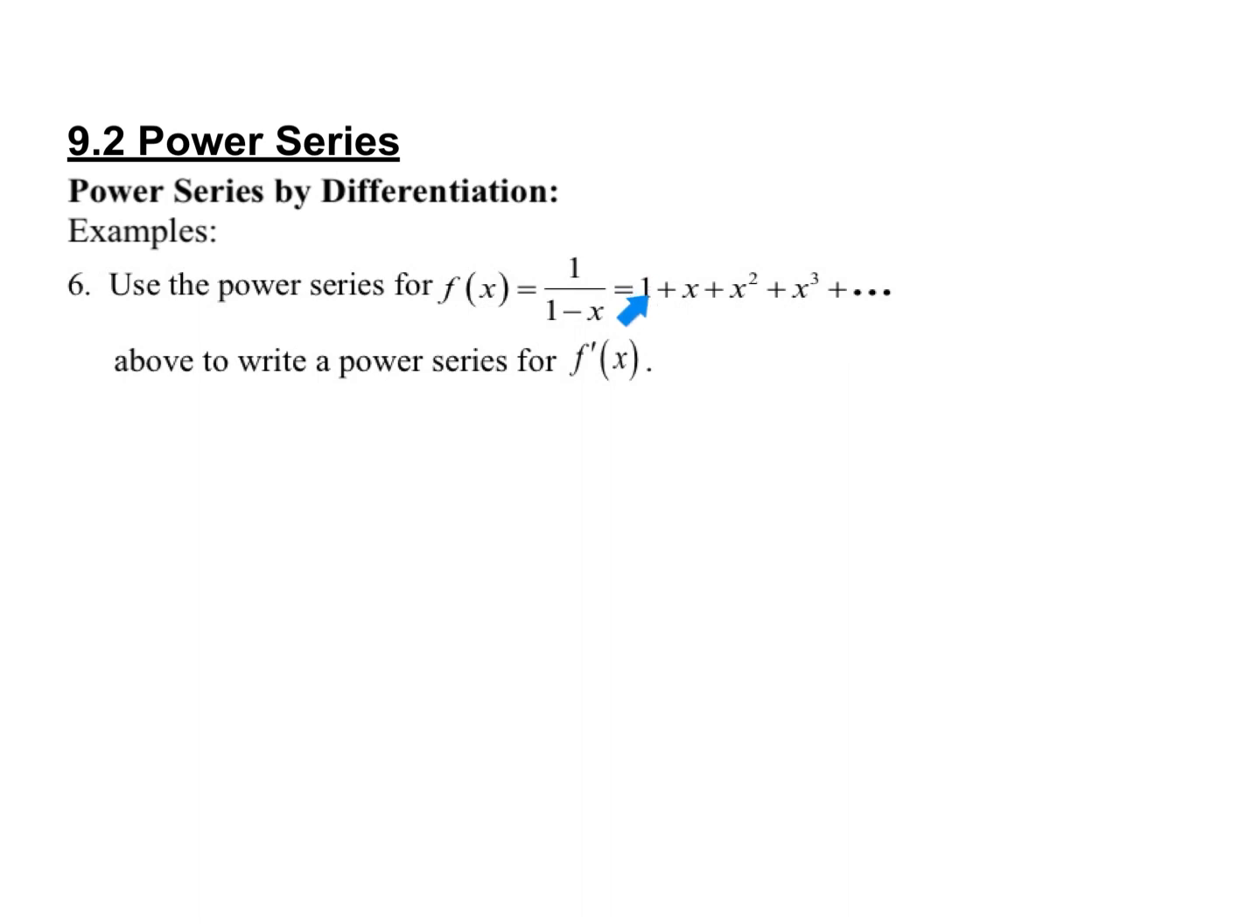So the derivative of 1, of course, actually, why don't you go ahead and do that for these first few terms. Find the derivative of each, okay? So hopefully that's what you got. 0 plus 1 plus 2x plus 3x squared, etc.